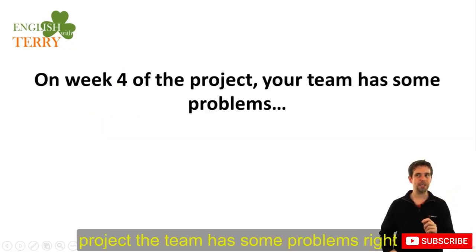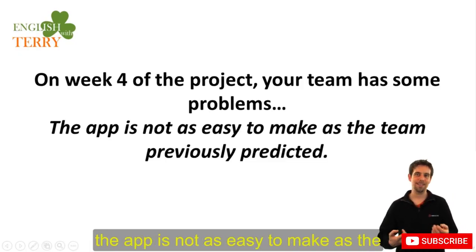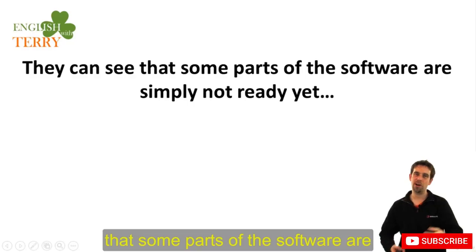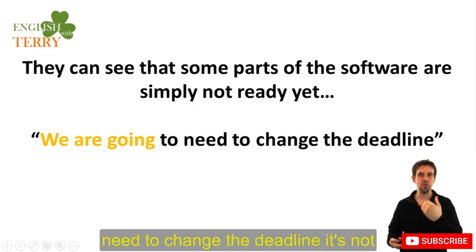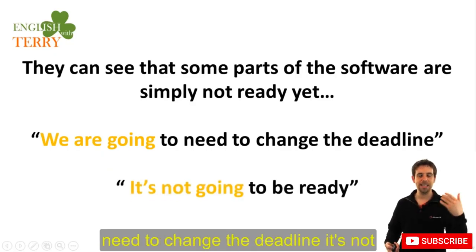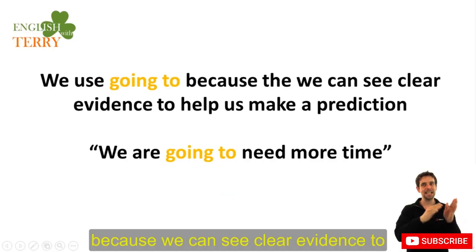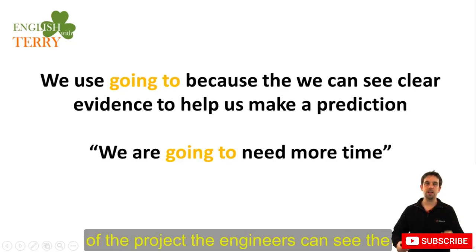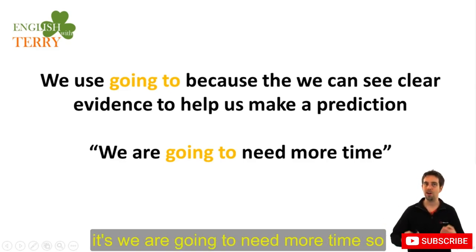Week 4 of the project, the team has some problems, right? The app is not as easy to make as the team previously predicted. They can see that some parts of the software are simply not ready yet. We are going to need to change the deadline. It's not going to be ready. We use going to because we can see clear evidence to help us make a prediction. On week 4 of the project, the engineers can see the software is not ready. It's not complete. We are going to need more time.